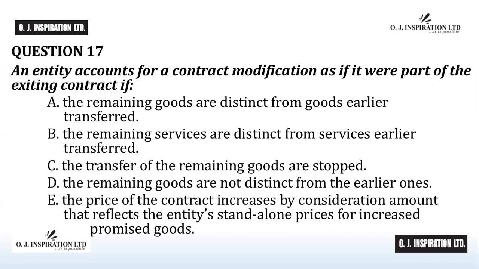Question number 17. The answer to question number 17 is D. The remaining goods are not distinct from the earlier ones. An entity accounts for a contract modification as if it were a part of the existing contract if the remaining goods or services are not distinct from the earlier ones transferred. D is the answer to question number 17.